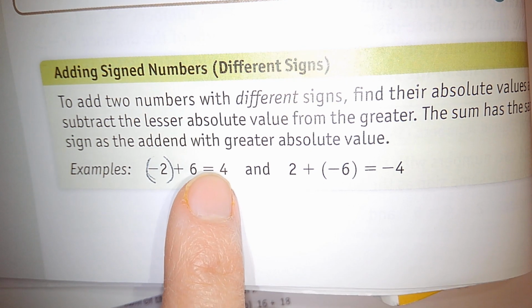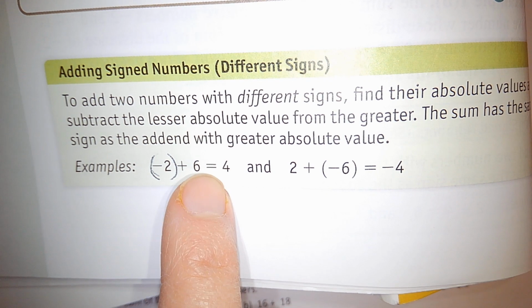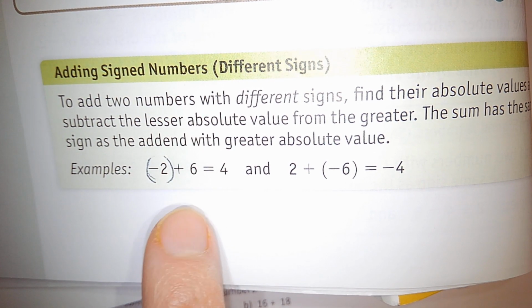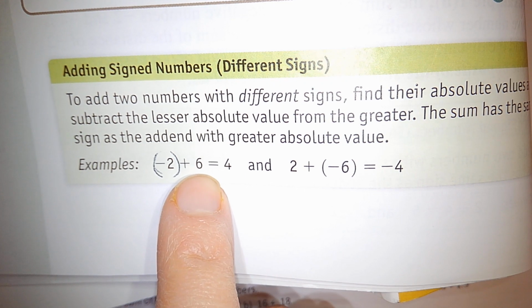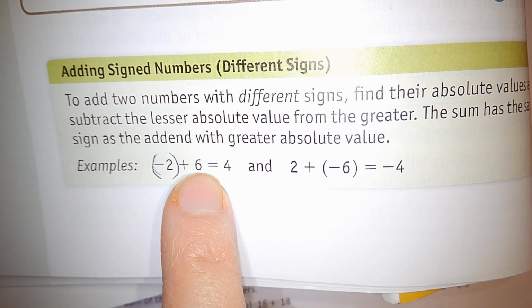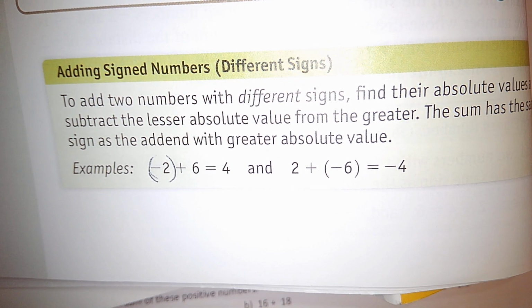And then what's the sign for the final result? Positive. Why? Because 6 is greater than 2. Okay? So it's the majority, it's stronger, right? So we're adding a negative and a positive, and the positive number has a greater absolute value. So the positive number is stronger. So eventually the positive sign dominates the result, right?